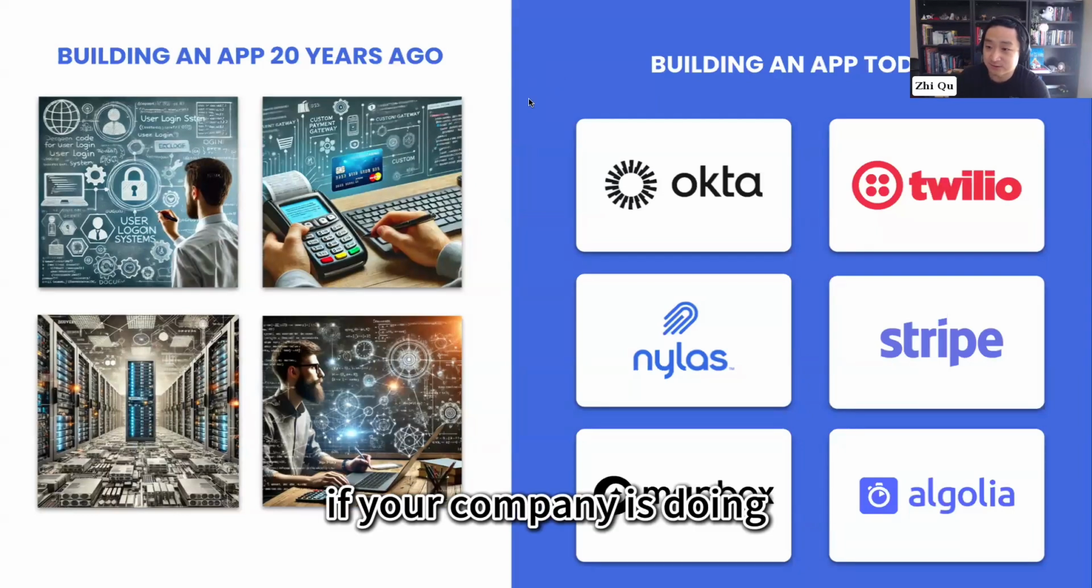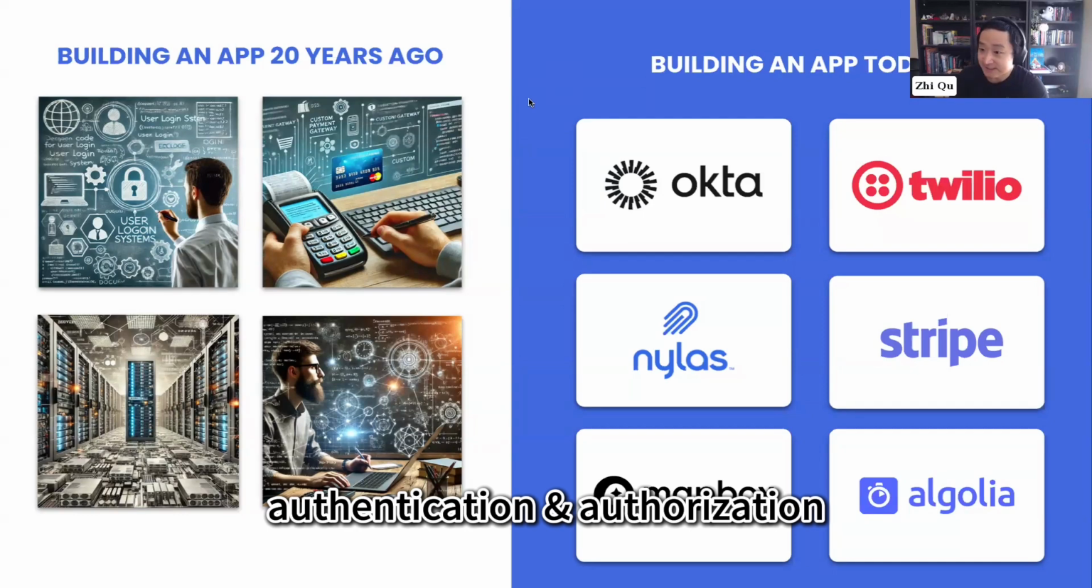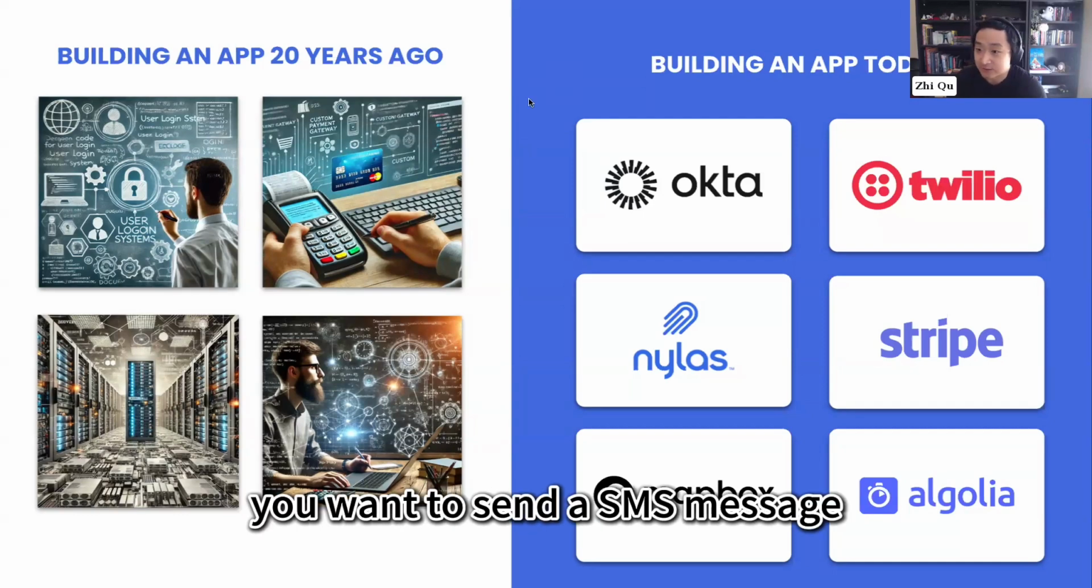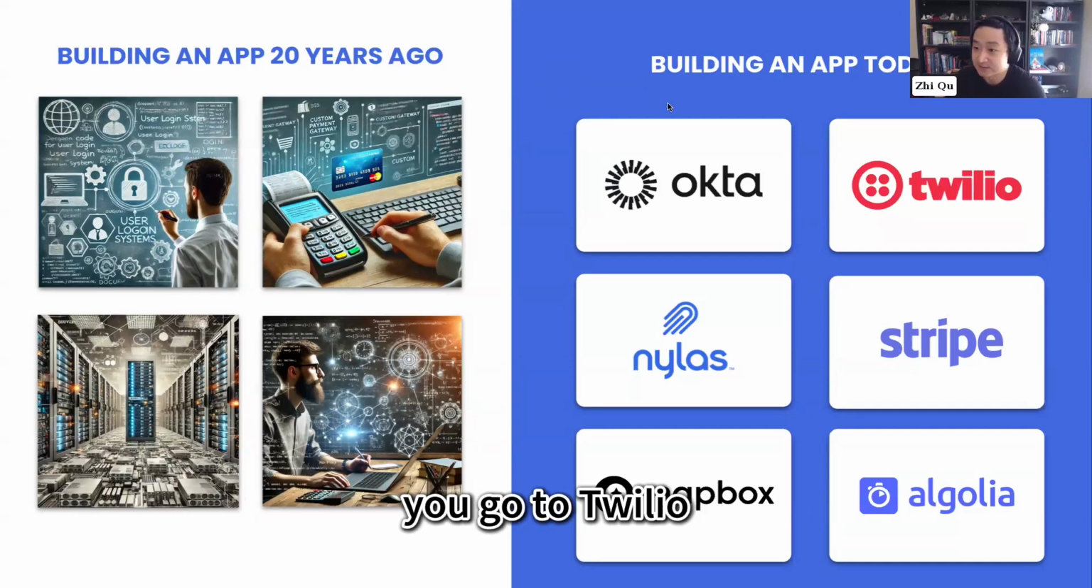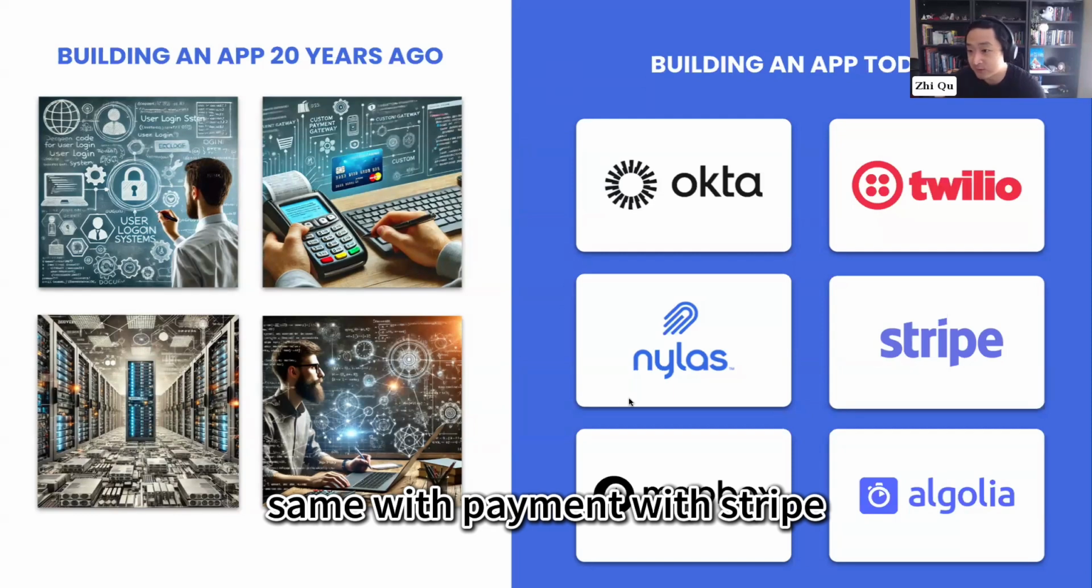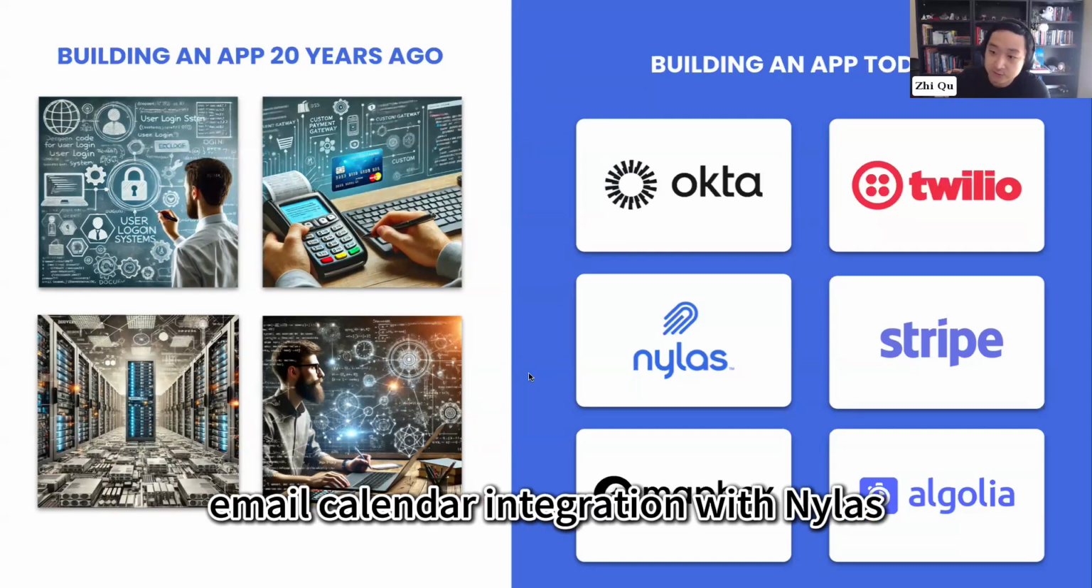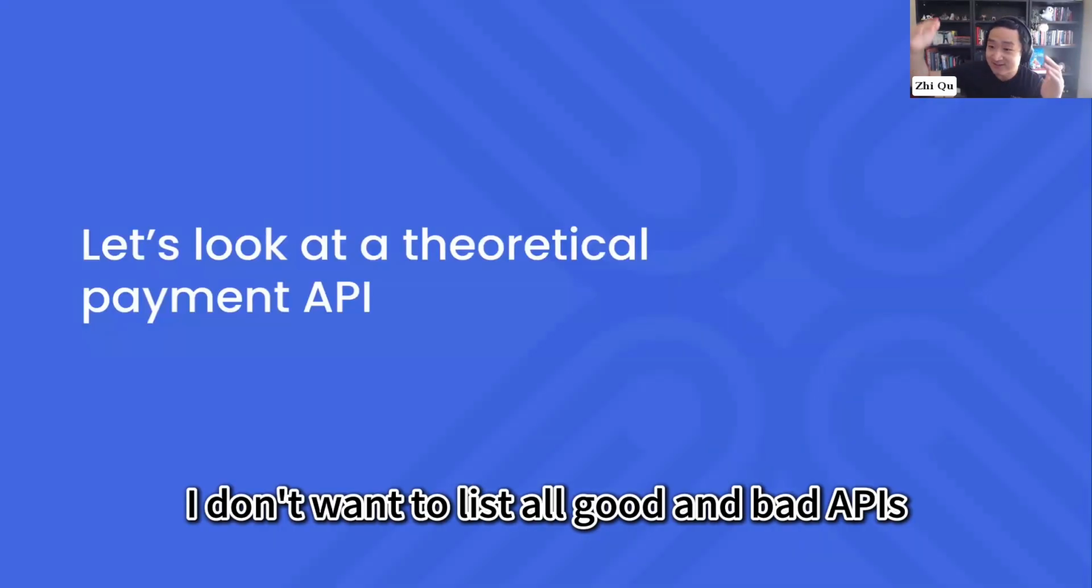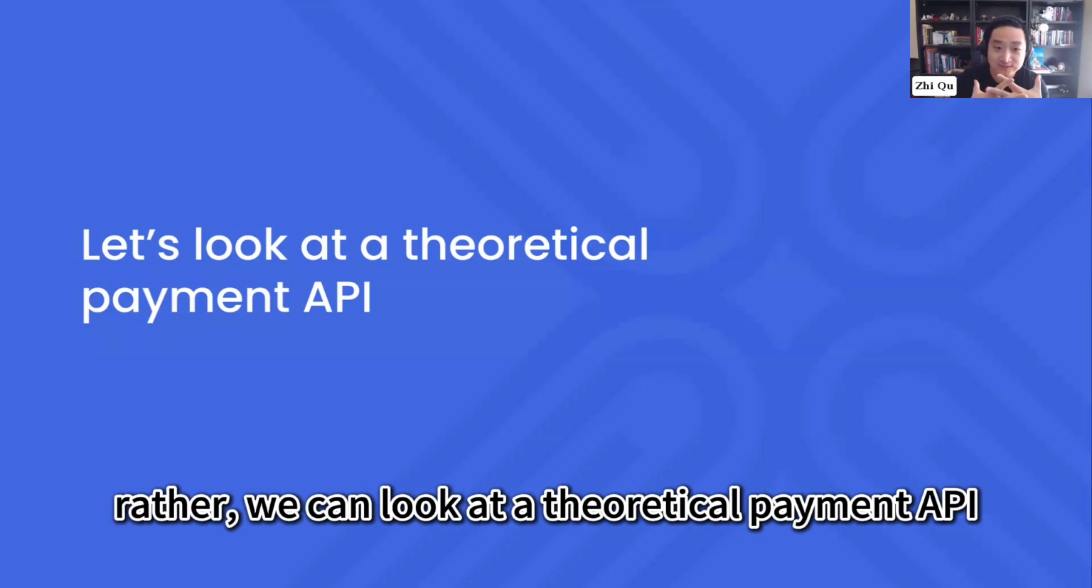If your company is doing authentication, authorizations, you probably go to Okta. You want to send SMS messages, you go to Twilio. Same with payment with Stripe, and email calendar integration with Nylas. I don't want to list all the good and bad on the APIs. Rather, we can look at a theoretical payment API.